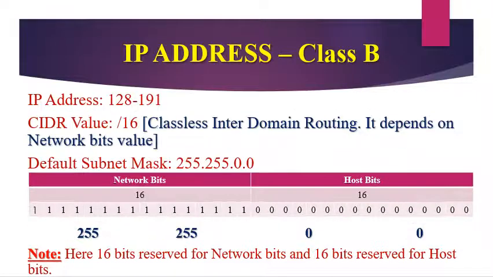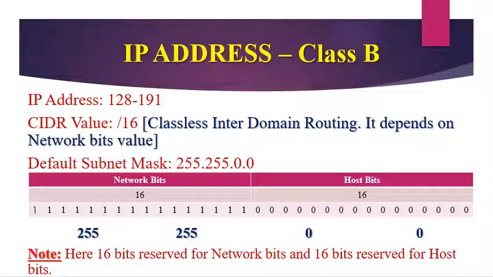Next we move on to class B. The class B IP address range is from 128 to 191. As we have discussed already, in every network the first address is assigned for the network address and the last address is assigned for the broadcast address. So according to this, in class B, 128 is allocated for the network address and 191 is assigned for the broadcast address.